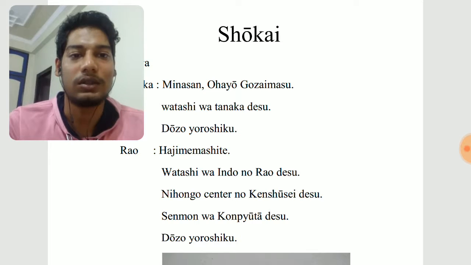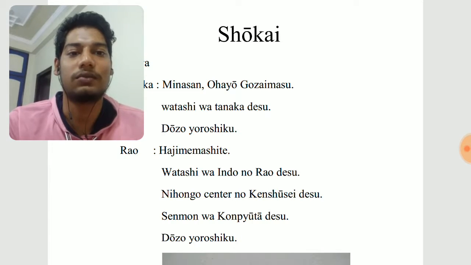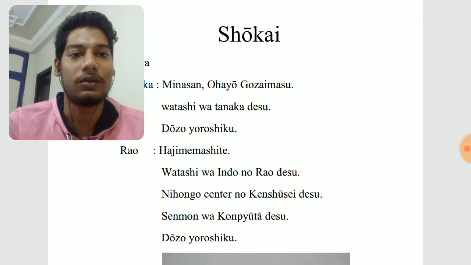Here, Rao-san started the conversation with everyone in the conference room, and he's saying, how do you do, everyone? I am Rao from India, and I am a trainee of Nihongo Center, and I specialize in computers. Dozo yoroshiku onegai shimasu. Nice to meet you all.